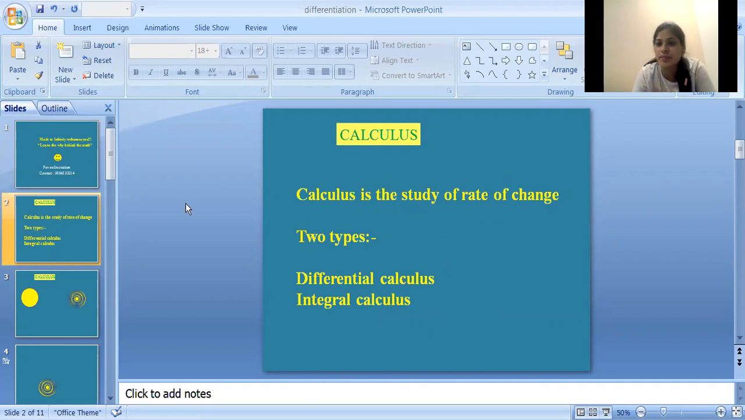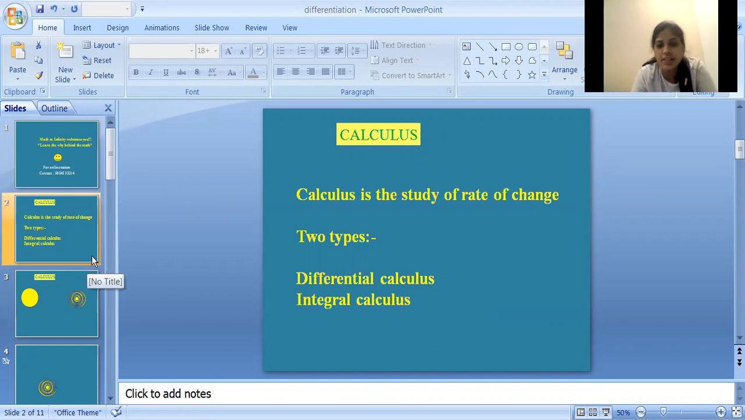Calculus is the study of rate of change. There are two types of calculus. One is differential calculus, the other one is integral calculus. Differential calculus helps to find the rate of change of a quantity and also it helps to derive the particular function. Integral calculus finds the quantity where the rate of change is given already.